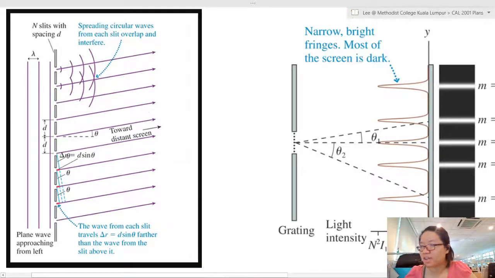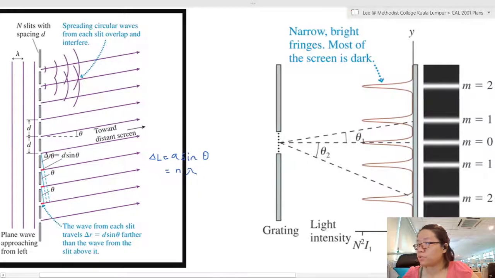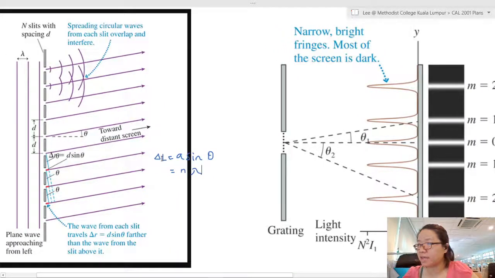You remember this diagram in your interference, we got delta L is a sine theta. So depending on whether you want constructive or destructive interference, for constructive interference, delta L will be equal to n lambda or m lambda based on this. So in other words, if I want to find delta L, this a is actually the gap here, d.